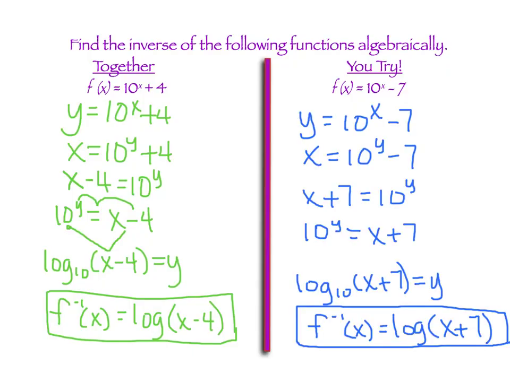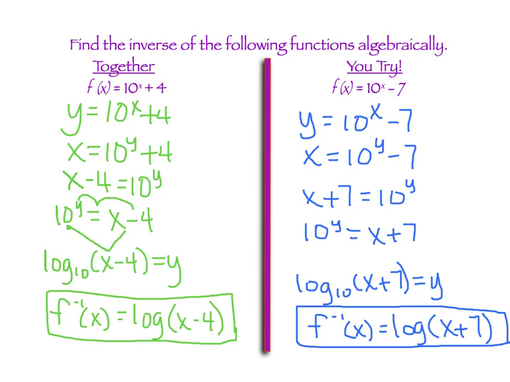Okay, step number 1, change the f of x to y so that you have y equals 10 to the x power minus 7. Step number 2, you're going to switch the x and y so that it reads x equals 10 to the y power minus 7. Now you're ready to solve.